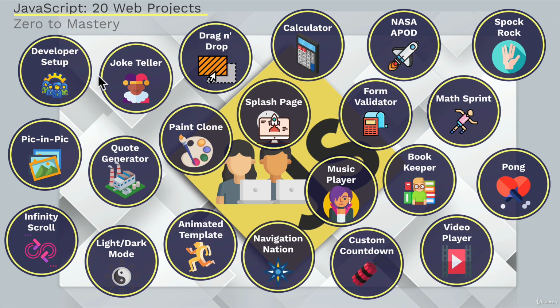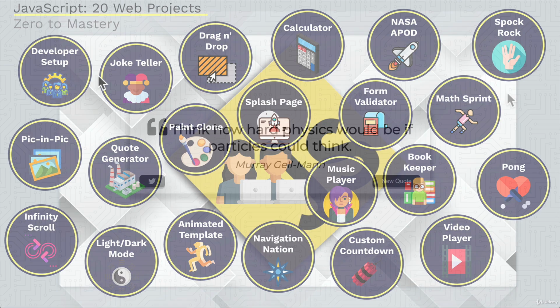First, we're going to start with the developer setup. We're just going to set up our computers and our environment to make sure that we can follow the rest of the course. It's going to be very quick. We're going to set up things like VS Code so that you have a professional setup. Then we get into the fun part.